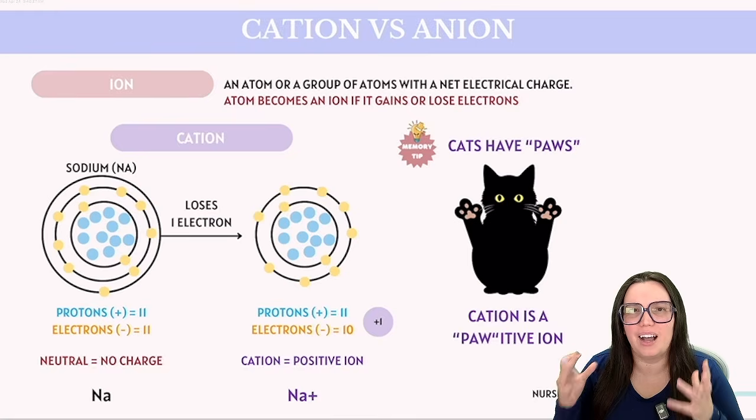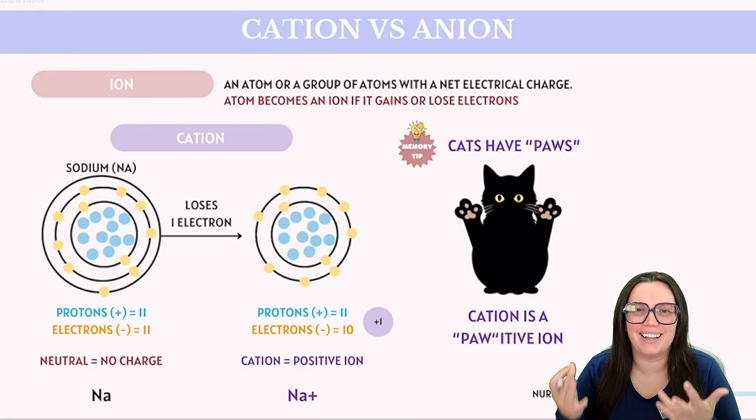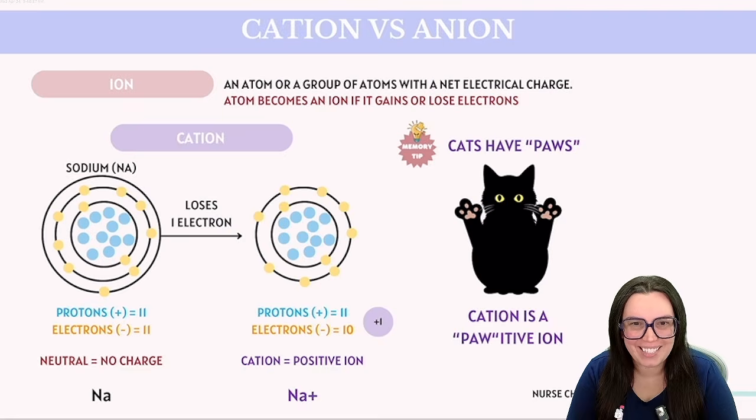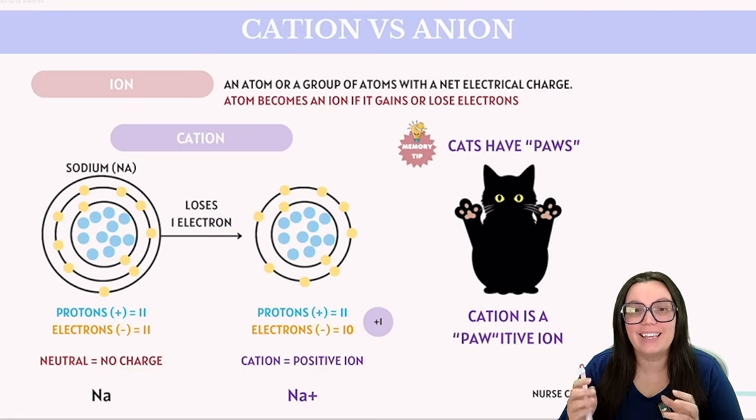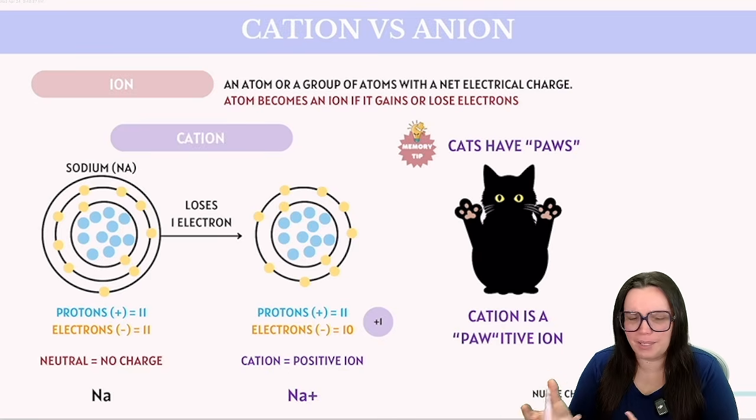So let's talk about ions. What exactly is an ion? It's a common term in chemistry, so let's break it down a little bit to understand it. An ion is simply an atom or a group of atoms that carries an electrical charge. So exactly how does an atom become an ion?